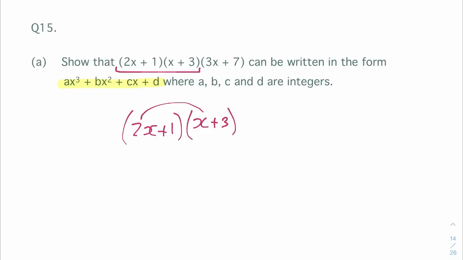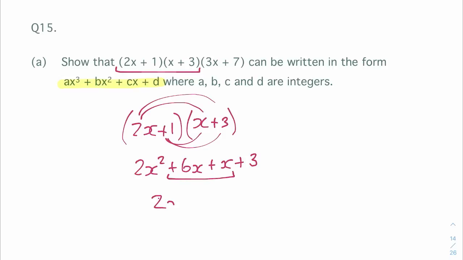So 2x times x is 2x squared, 2x times 3 is 6x, 1 times x is 1x, and then 1 times 3 is 3. Before you go and expand it by the next bracket, make sure you simplify this. So we have 2x squared plus 7x plus 3, and we're going to now multiply that by that third and final bracket, 3x plus 7. Now when we do that, we get quite a lot of pieces here.